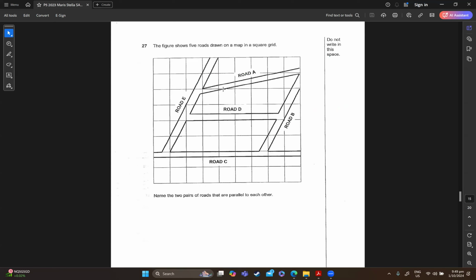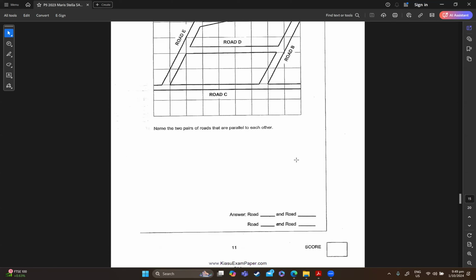Okay, 27. Name two pairs of roads that are parallel to each other. The most obvious one is the one that looks exactly horizontal, which is road C and road D. So write that down, road C and road D.